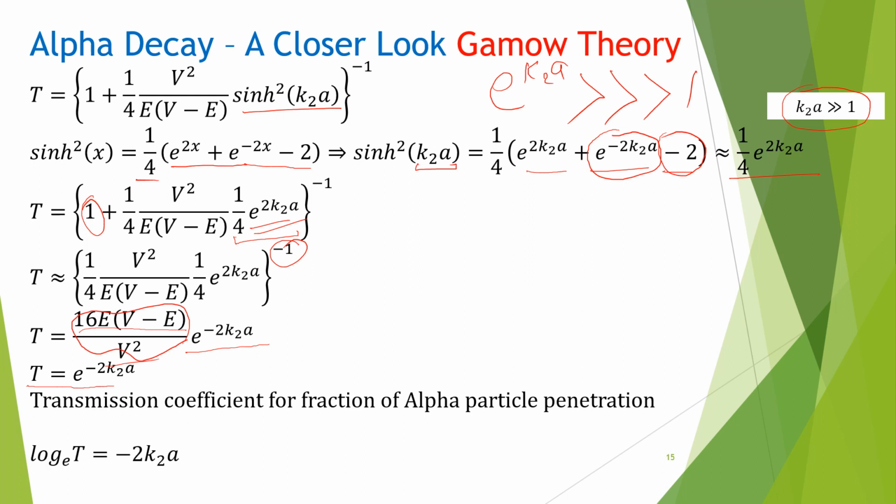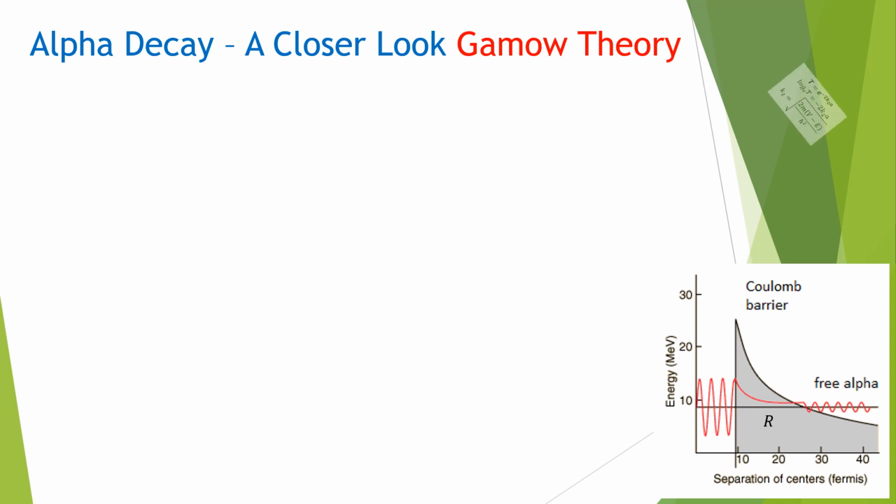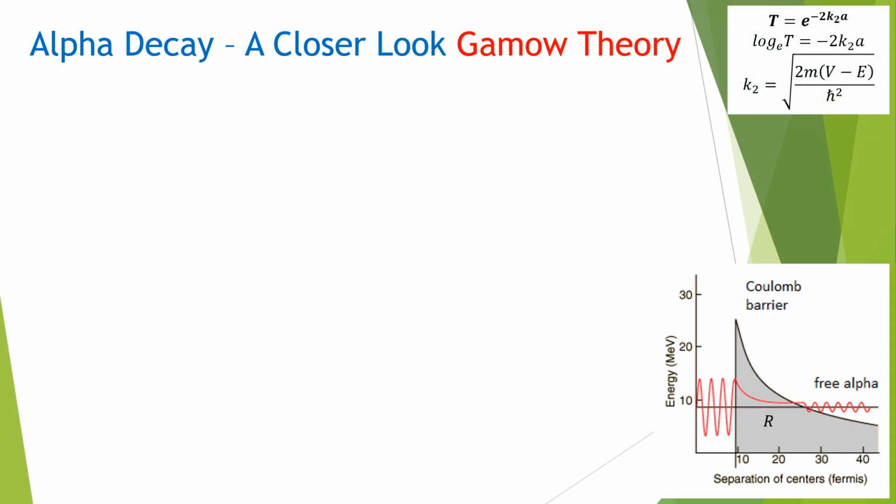And if we take log to the base e on both sides, log to the base e of the transmission coefficient is equal to minus 2K2A. Now we are carrying forward the previous equation, T equal to e to the power minus 2K2A, that is log to the base e of T is equal to minus twice K2A, where the meaning of K2 is under root 2m upon h cross square inside bracket V minus E.